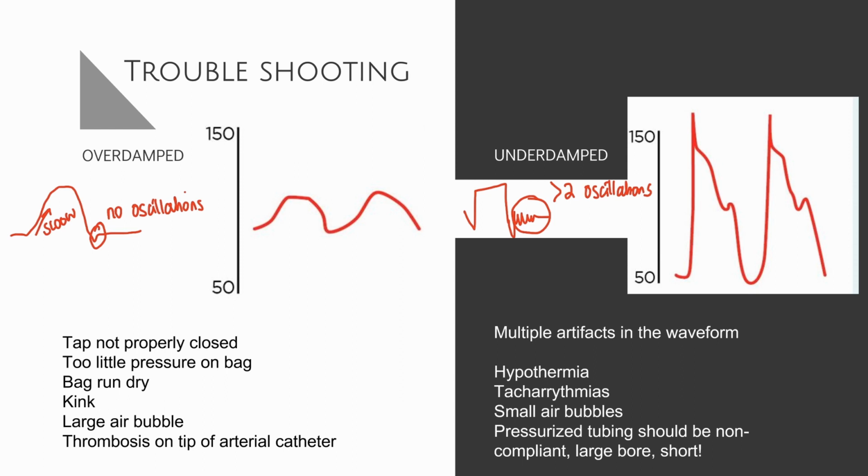If there's a kink in the tubing, if there's a large air bubble, and of course if there's a thrombosis on the tip of the arterial catheter. So maybe an aspiration and a flush you could also do.